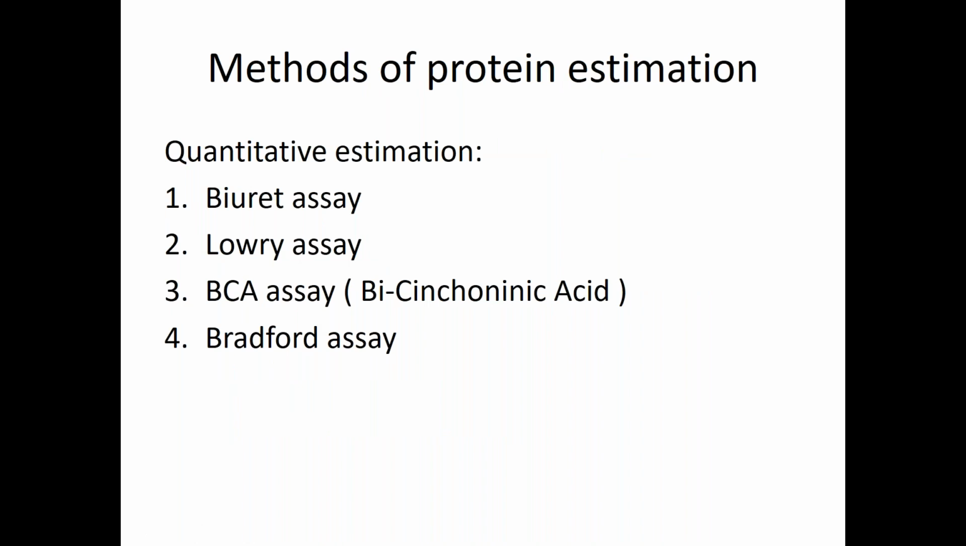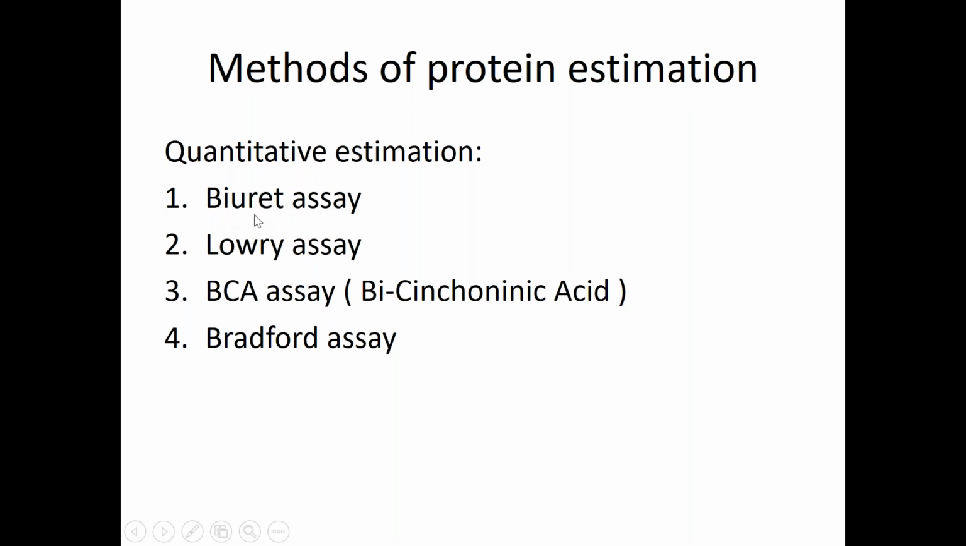Coming to the practical part, we need to estimate the protein level in serum. These are some of the methods which we use in the lab to estimate the level of protein: biuret assay, Lowry's, BCA, and Bradford assay. Out of these four, the first three, biuret, Lowry's, and BCA, depend on the copper method, and Bradford depends on the dye method. You just need to know the names of these four, but the biuret assay is the important one for you.